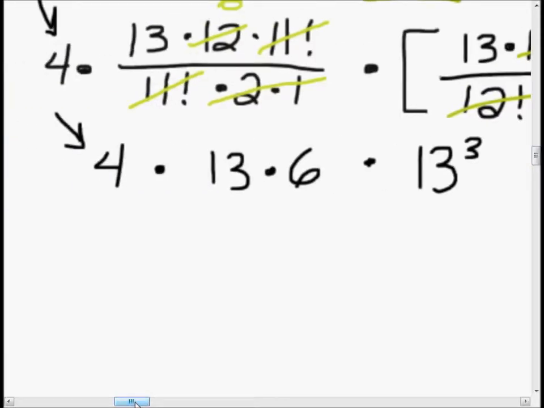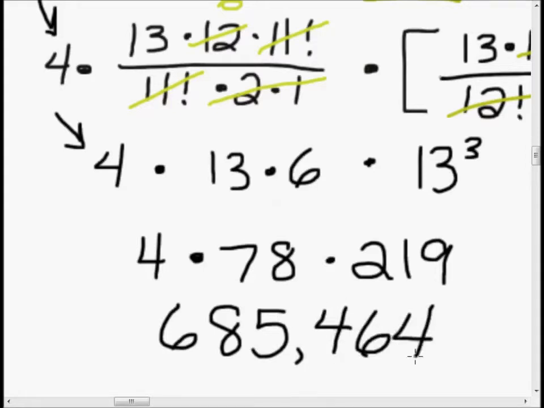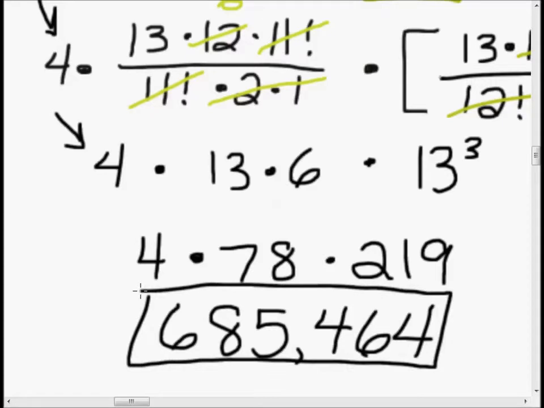So this 4 is going to move on down. 4 times 13 times 6 is 78. 13 to the third is 2197. And when you multiply all this together, it would be 685,464. And that's a pretty big number. But that is our answer.